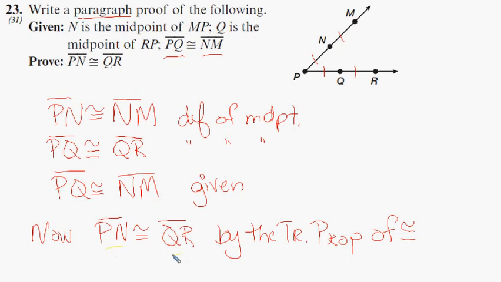Okay, so we start out with PN. PN lets us get to NM, and then NM lets us go to PQ, right? And then PQ lets us go here to QR, right? So do you see how, because all of these statements are congruent, that's how we were able to go from PN to QR through the transitive property. It's kind of used a couple of times there.